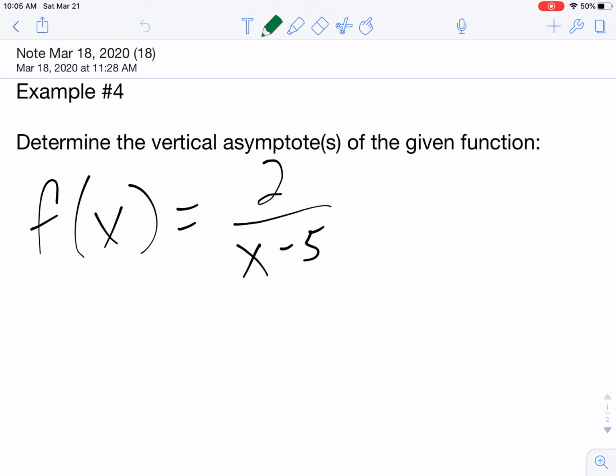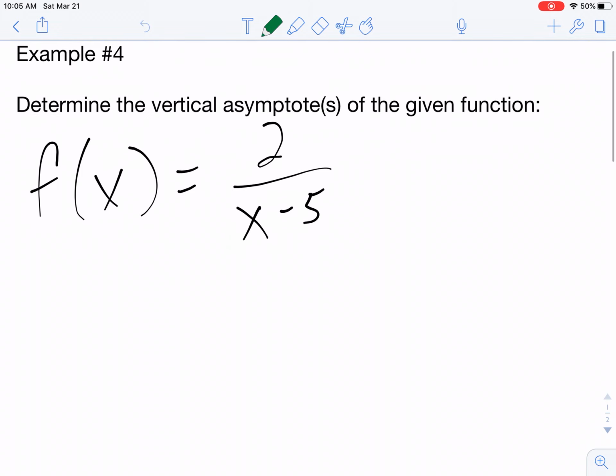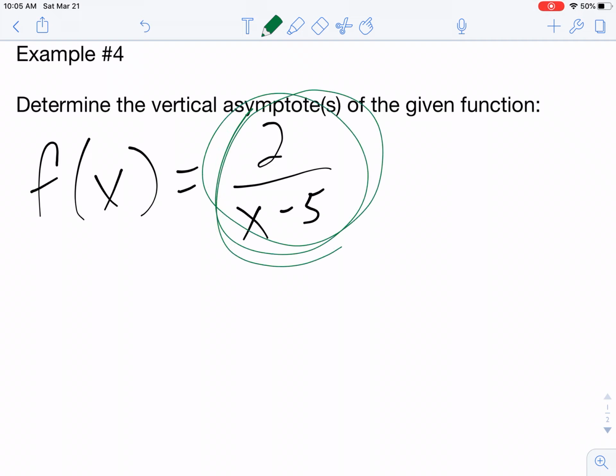Okay, so this example is a little bit different than the previous one. In this case, I'm asking you to determine what the vertical asymptotes are. And in this one, there's only one vertical asymptote. The first thing to check is if it's reduced, and it is. You can't reduce this function. 2 over x minus 5 is already reduced.